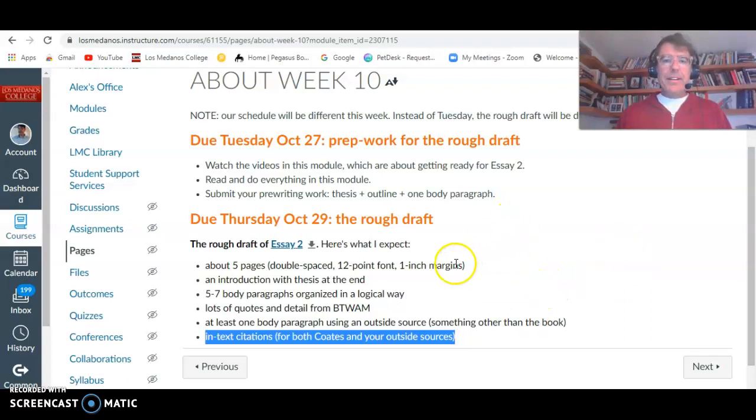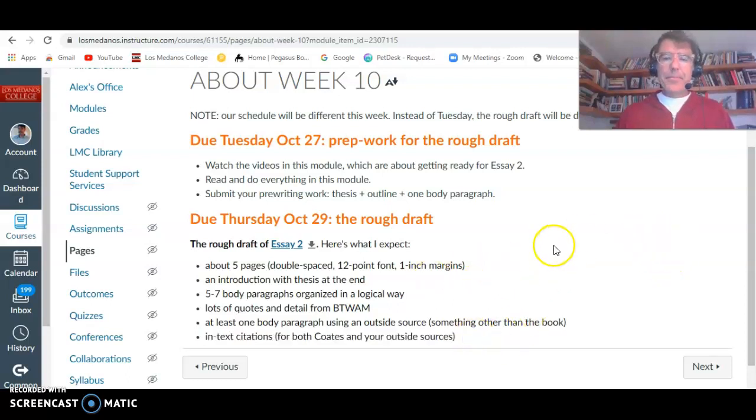And you do not have to have a works cited page for the rough draft, but you will have to have one for the final draft. So you can make your works cited page now if you want and put it in there, but you don't have to. But you must cite during the essay. And so I want to show you some examples.